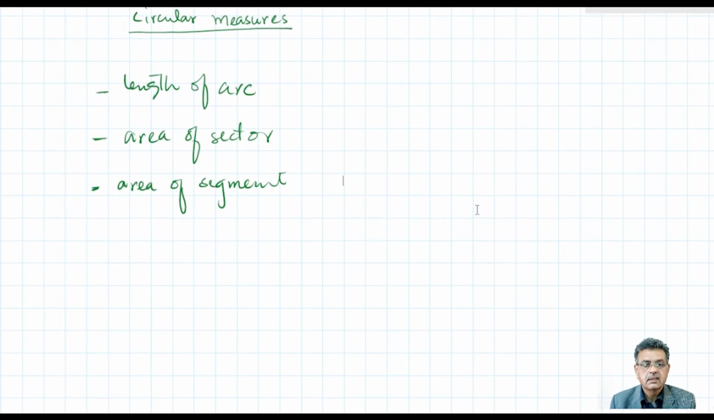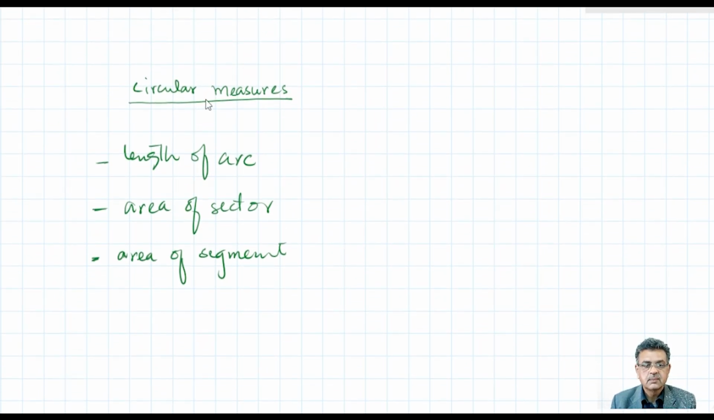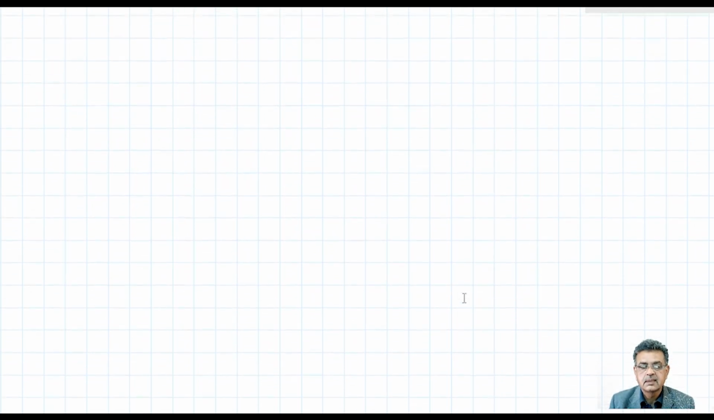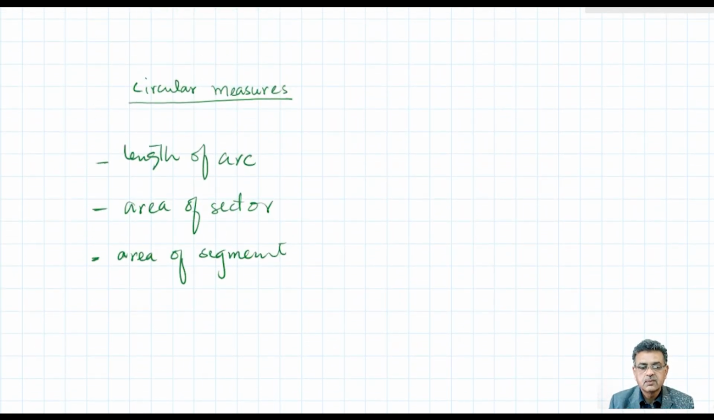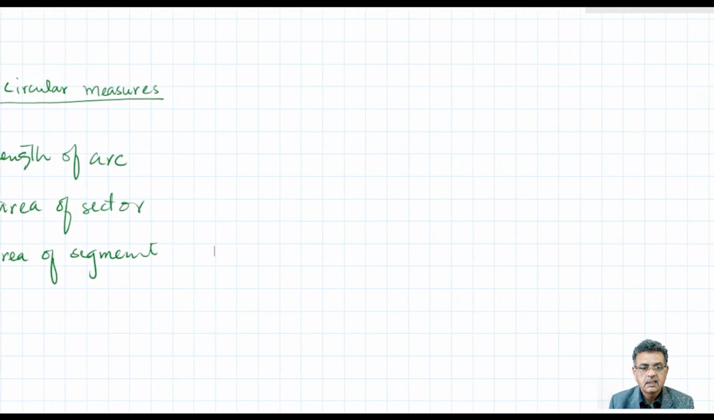Okay, these are circular measures. We have mainly to cover these areas: length of arc, area of sector, and area of segment. Before discussing these things, let's discuss what we mean by these terms, a few other terms.